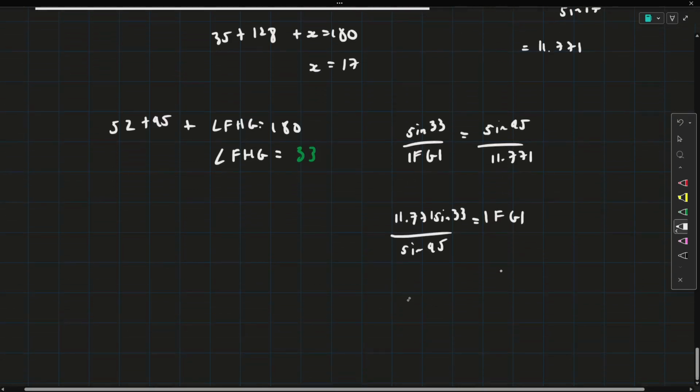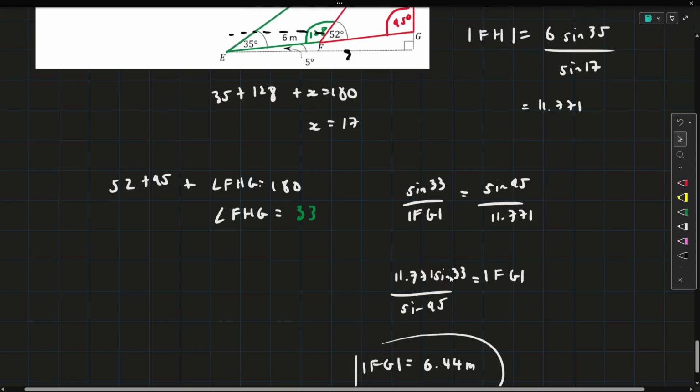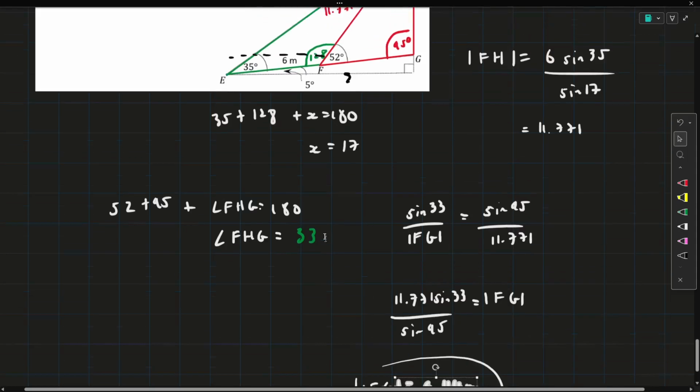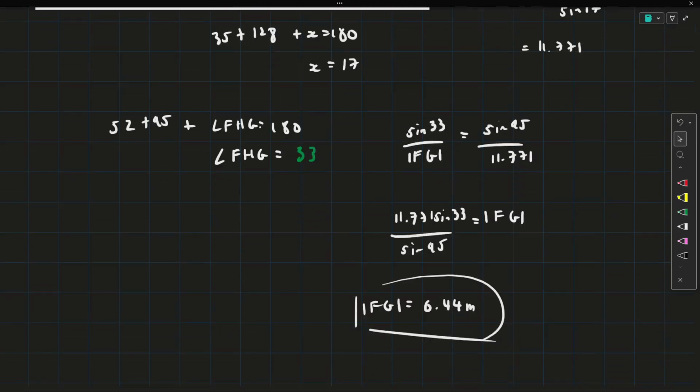And you can just put that into your calculator. So FG will be equal to, and you should get 6.44 meters. Or depending on how you did the rounding, you might get 6.43, but both are accepted. The reason you might get 6.43 is if you rounded this to 2 decimal places instead of 1, possibly, or just some rounding somewhere else. But yeah, it's probably 2 with this. But yeah, so that's how you can do it.